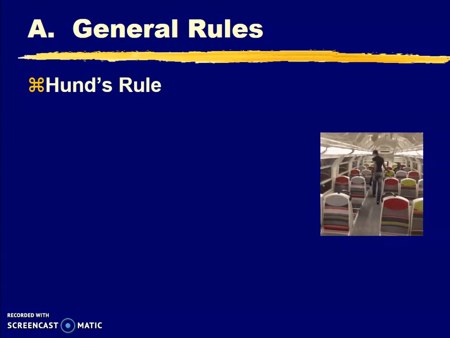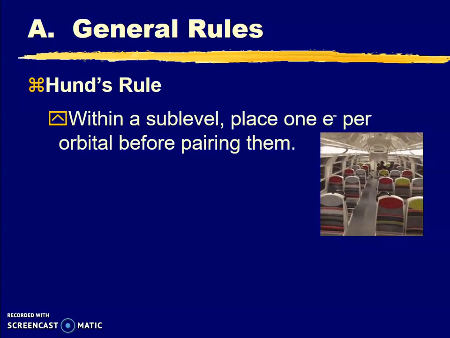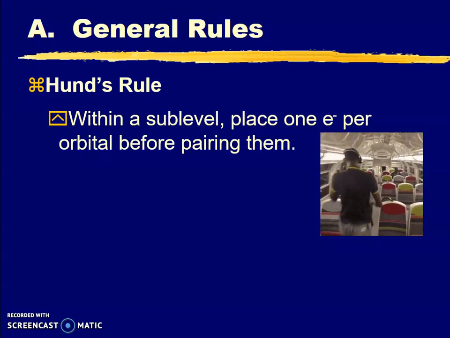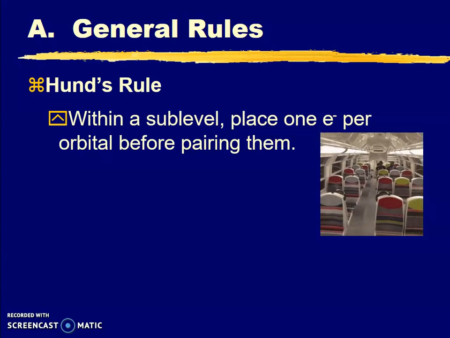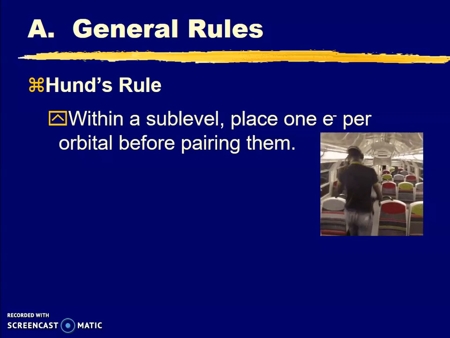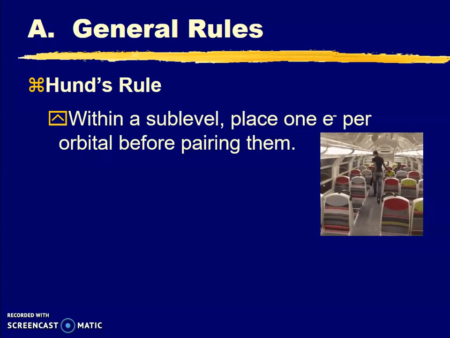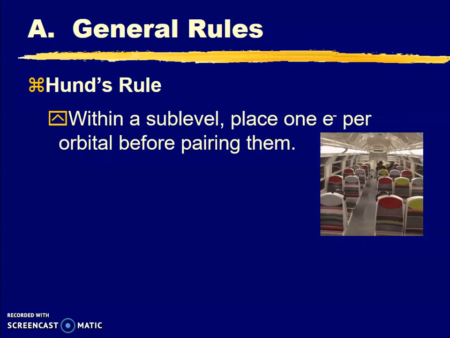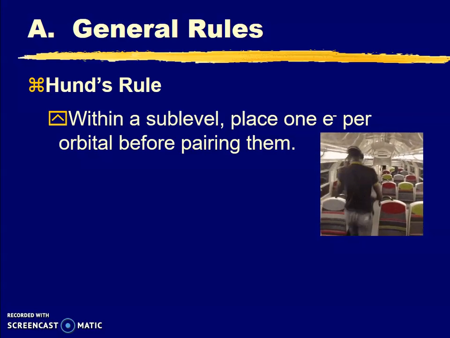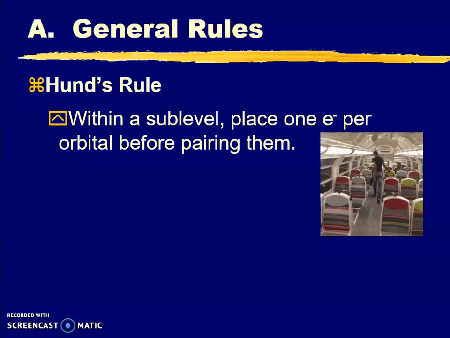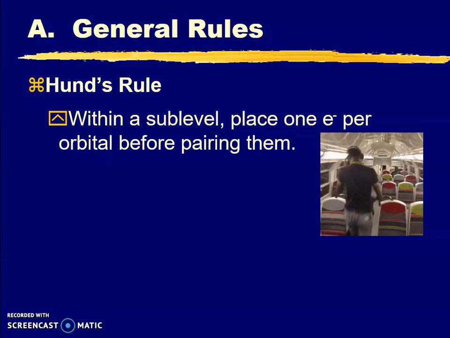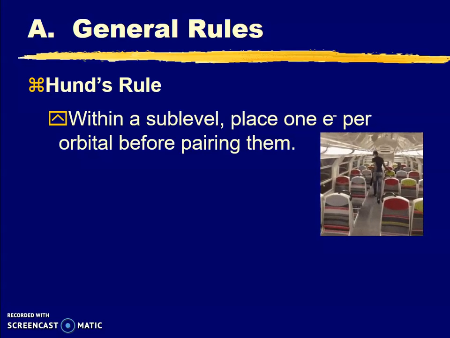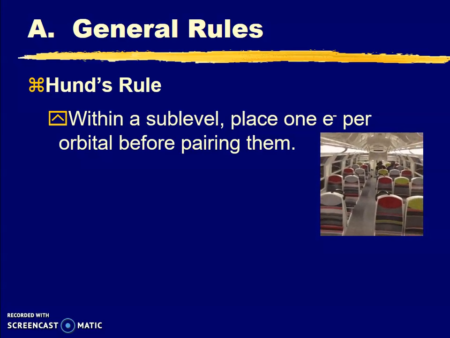Okay, the next rule is called Hund's rule. That is, within a sublevel, you will place 1 electron per orbital before you pair them. Okay, they prefer to be alone rather than in pairs. So if you have an empty orbital, you put it in there first. Then, when there's no more empty ones, then you can start pairing.